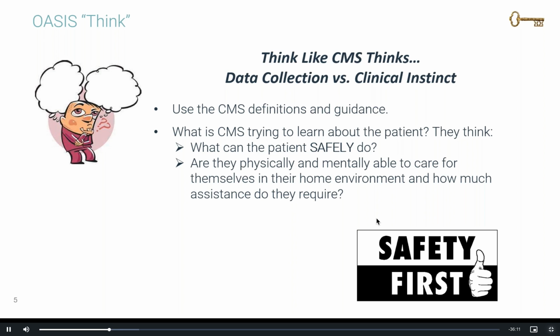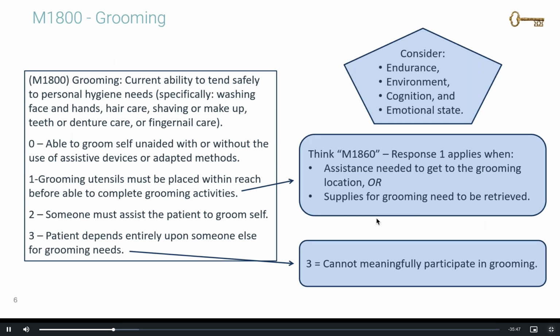But a general concept to focus on is that CMS's goal with the OASIS, or one of their goals, is to determine, is this patient able to take care of themselves? What can they do safely, and how much help do they need in order to do things safely in their home environment? So if you're answering the questions with that concept in mind, you're much more likely to select the correct response. So let's look at some of our functional questions here that we've started with and talk about those key points to think of for each one of these.